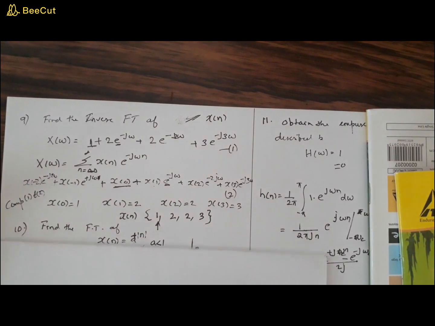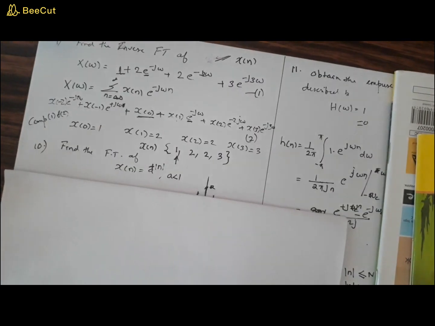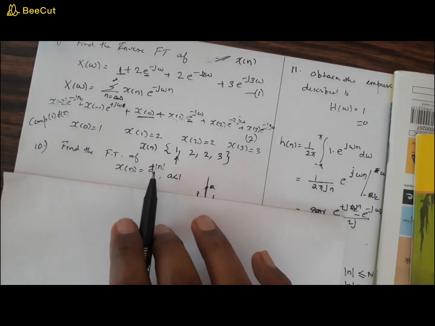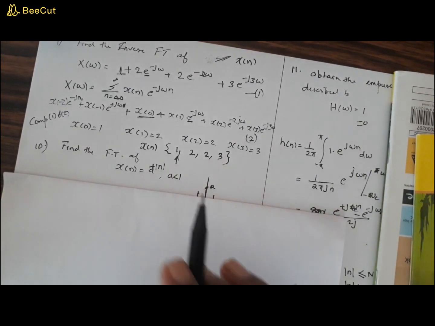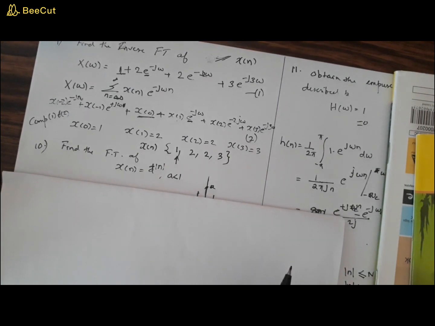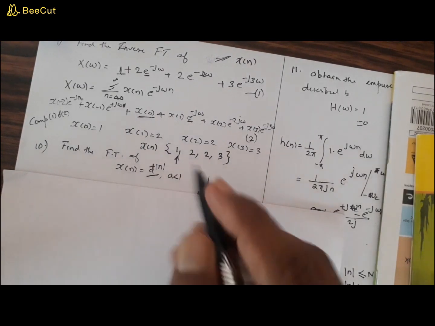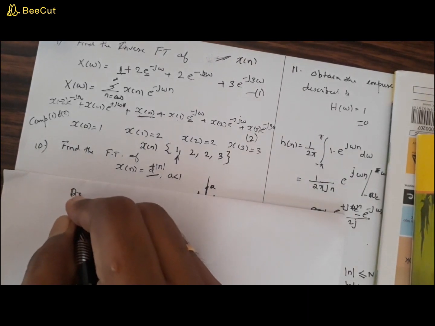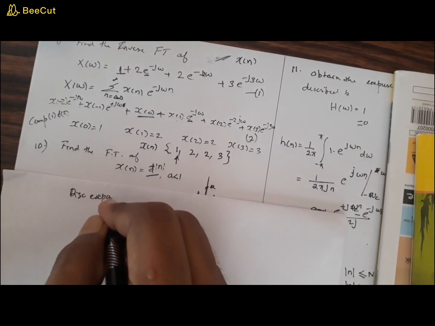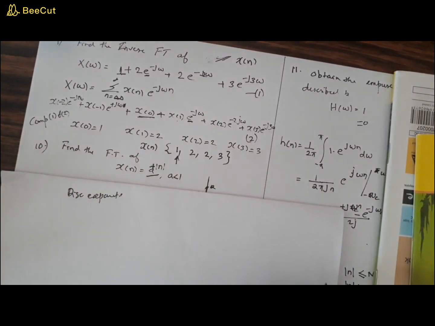Now the next question, the 10th question: find the Fourier transform of x of n equal to a raised to plus modulus of n. What's the meaning of that? A raised to modulus n. First of all, what is a raised to n? This is actually the discrete exponential signal, and that's the major difference from the continuous exponential. The continuous exponential signal is of the form e raised to something, while here a can be any number.